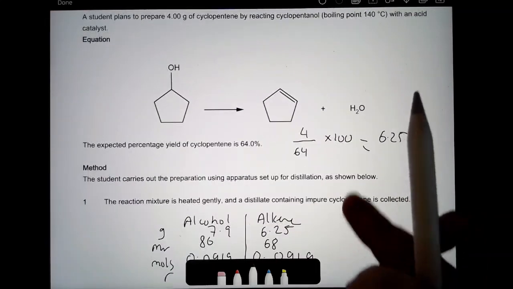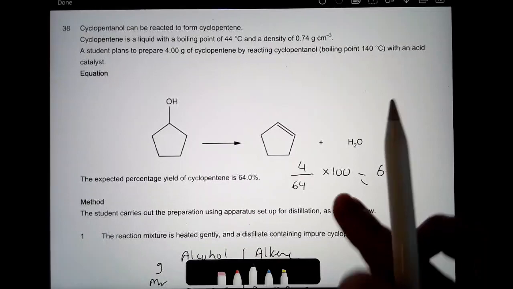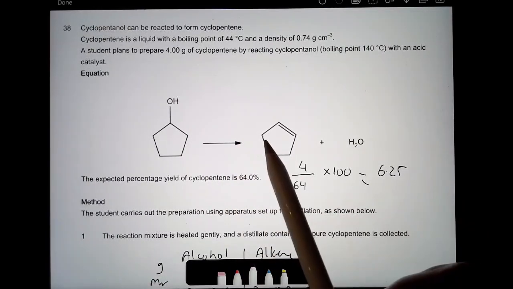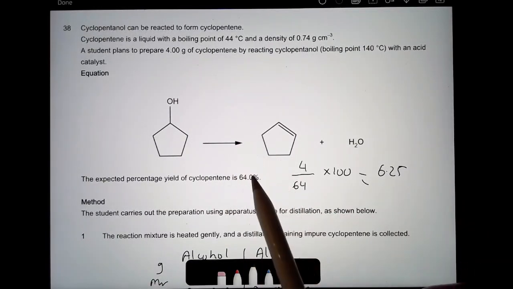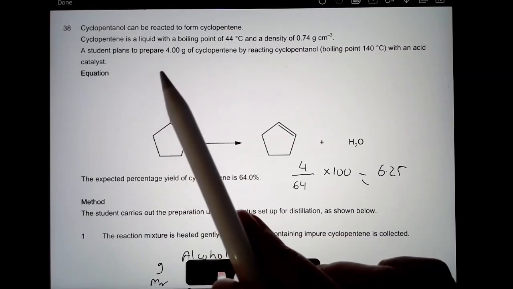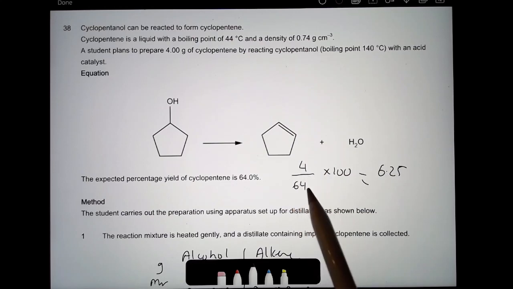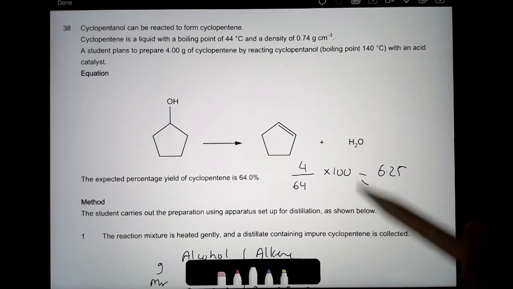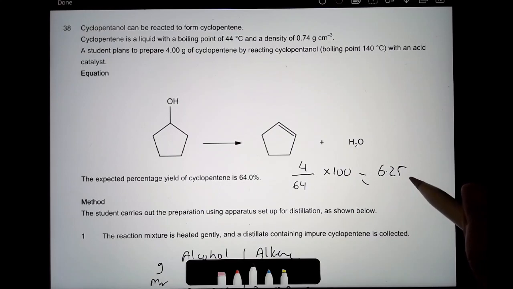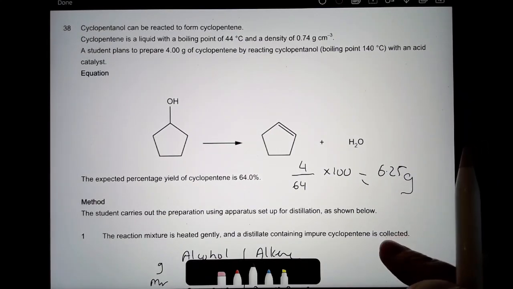You don't have to do this full question, but you should be able to do the percentage yield part, okay? You're trying to make 4 grams of the alkene. You've only got 64% yield. That means you should aim to make more than 4 grams to compensate for what you're going to lose. So I take my 4, I divide by 64, I times it by 100, and instead of aiming to make 4 grams of my alkene, I'm going to aim to make 6.25 grams of my alkene.